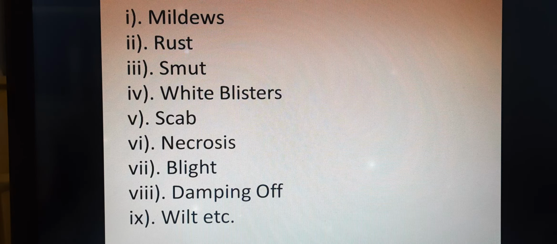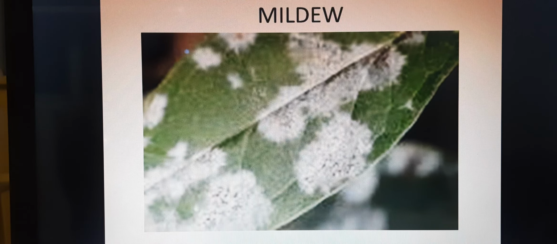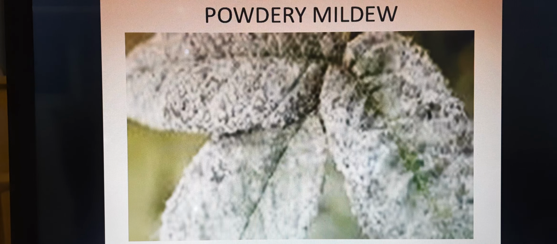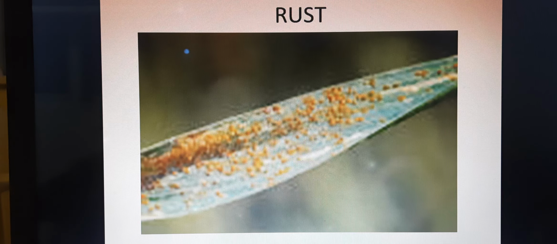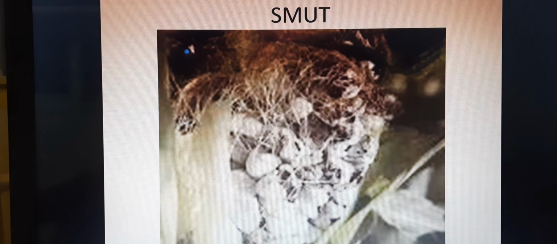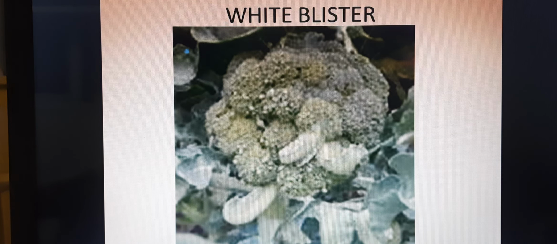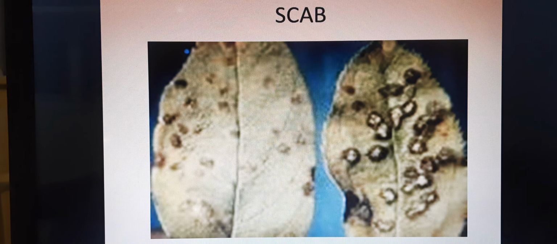Plant diseases are mainly mildew, rust, smut, white blister, scab, necrosis, blight, damping off, wilt, etc. Now I am showing some slides for mildew. You see, it is called powdery mildew. This is another slide of powdery mildew. It destroys the crops. Next, this is rust. Rust disease is caused by fungi. Smut disease. This is the blister. You see, this is blister we see in cauliflower and broccoli. This is scab disease, that is some portions are destroyed by some types of fungi.